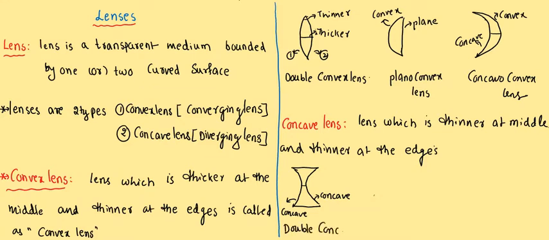Double concave lens. For example, we will cut this one into half. It will be like this. Thinner at the middle and thicker at the edges. Let us see here. It will be like this.